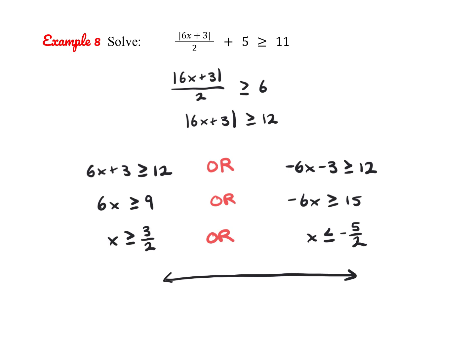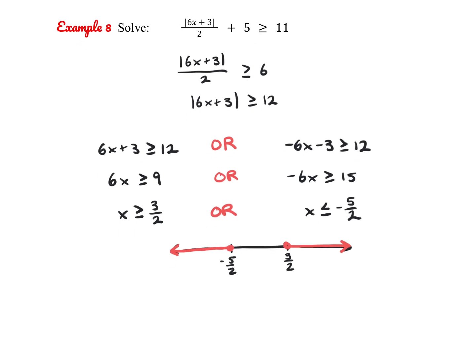So if you want to visualize what's going on here, here's 3 over 2, here's negative 5 halves. So it's the numbers that are greater than or equal to 3 over 2 or less than or equal to negative 5 halves. So you can see we actually have two separate intervals here. So we can write our answer in interval notation. So negative infinity to negative 5 halves, which is inclusive, or, so we use that union symbol, 3 halves to infinity. Or we could use that algebraic notation, x is less than or equal to negative 5 halves. And for this one, we would actually write the word or in our answer.